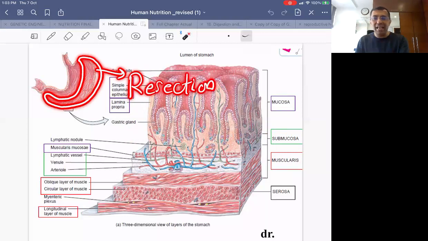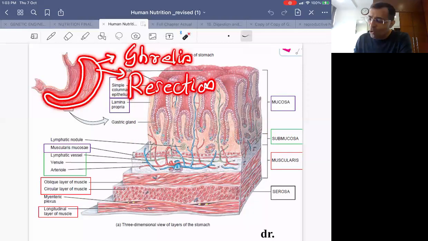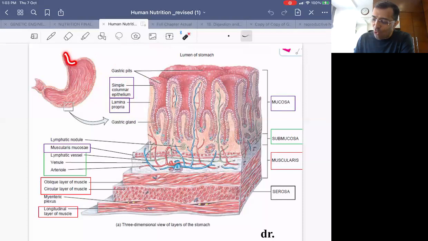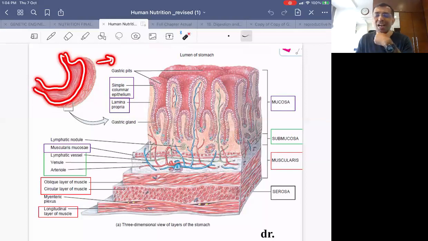And by resecting this part of the stomach, we have resected the greater curvature. So ghrelin secreting cells have been cut and removed. So now the stomach is not J-shaped, it is only a small tube like this. And the ghrelin secreting cells have been removed, which means this person will now not feel hungry. His hunger will go away. He will have no longer those hunger pangs.